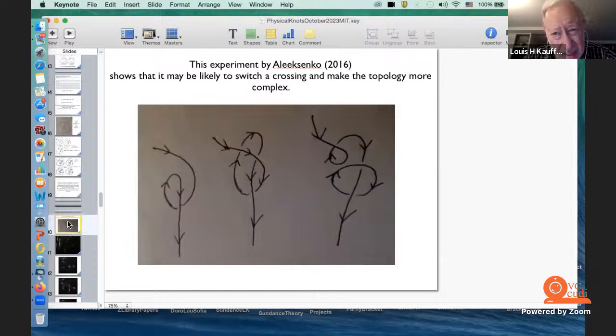That is an experiment by Alexienko in 2016 in Novosibirsk. And he showed that it may be quite possible to switch a crossing and make the topology more complicated in a real physical situation. In fact, he shows it happening for a vortex in a turbine. It's a turbine vortex. There's a turbine up at the top of a long tube, which gets wider as it goes down to the bottom.